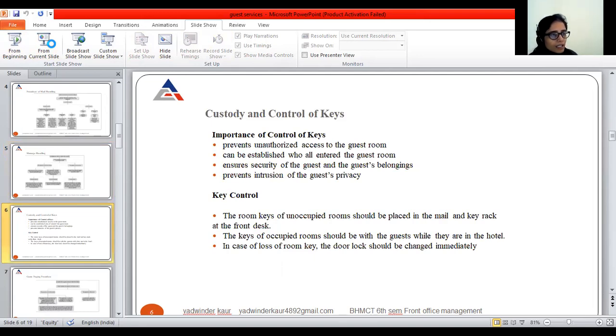Then we will discuss the custody and control of keys. The importance of control of keys: it prevents unauthorized access to the guest room, it can be established who all entered the guest room, it ensures security of the guest and the guest's belongings, and it prevents invasion of the guest's privacy. Importance of control: preventing access to the guest room, right? Who all enter the guest room, or ensuring the security of the guest's belongings.